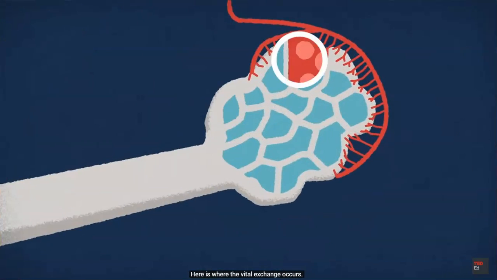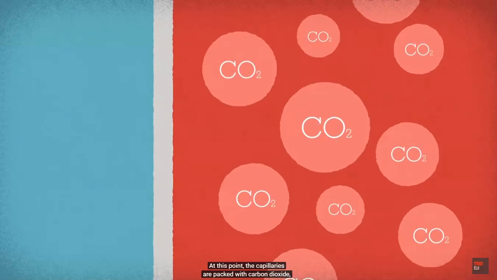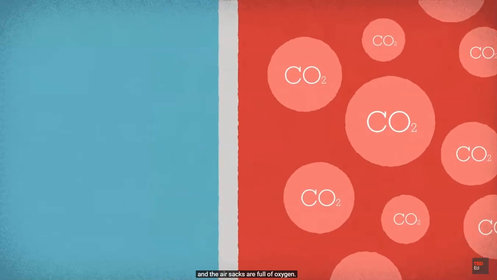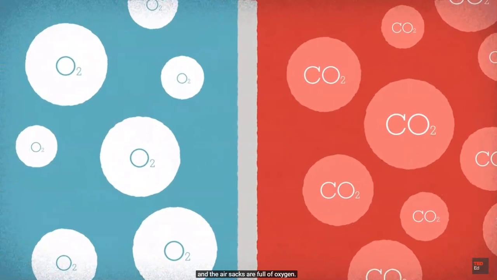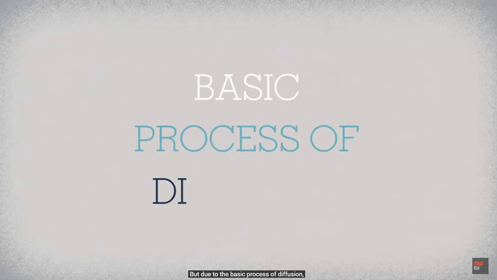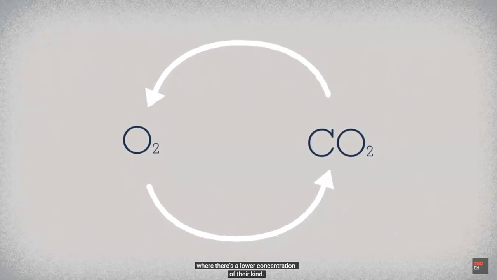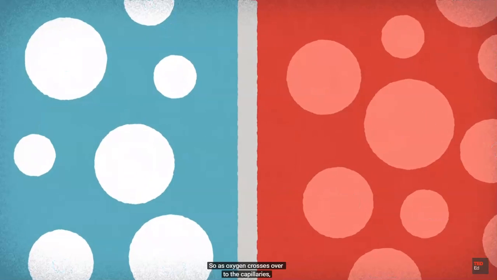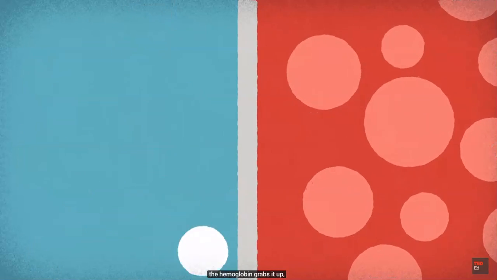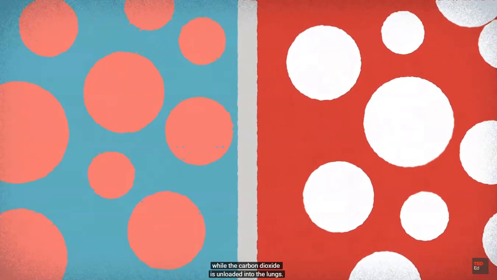Here is where the vital exchange occurs. At this point, the capillaries are packed with carbon dioxide, and the air sacs are full of oxygen. But due to the basic process of diffusion, the molecules of each gas want to move to a place where there is a lower concentration of their kind. So as oxygen crosses over to the capillaries, the hemoglobin grabs it up, while the carbon dioxide is unloaded into the lungs. The oxygen-rich hemoglobin is then transported throughout the body via the bloodstream.